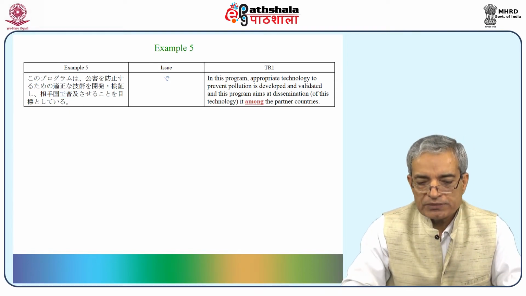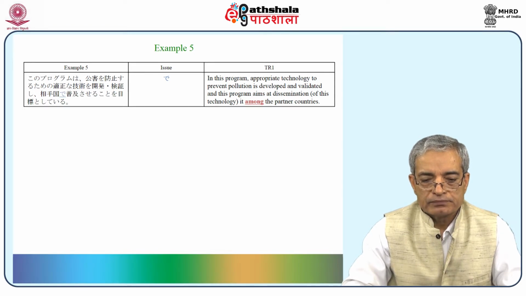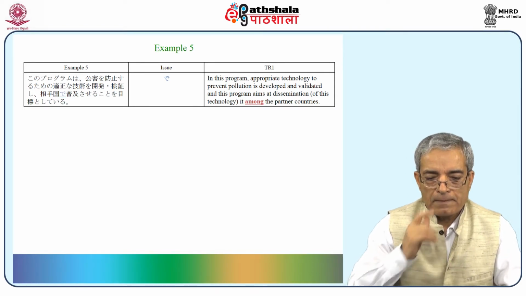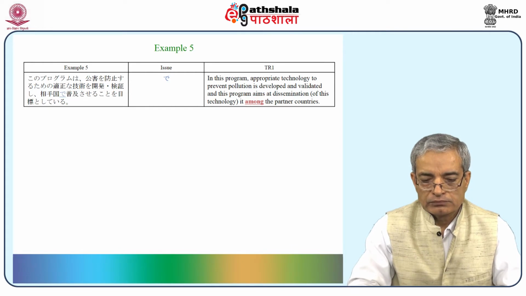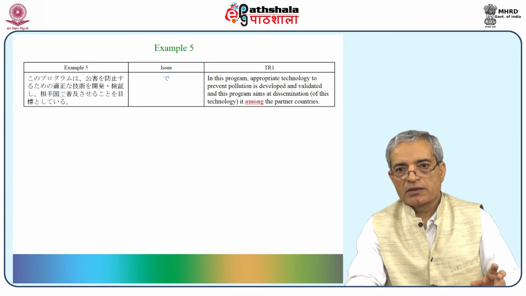Can you read the translation, please? The translation is: in this program, appropriate technology to prevent pollution is developed and validated, and this program aims at disseminating it among the partner countries. Okay, so it's translated as among here.